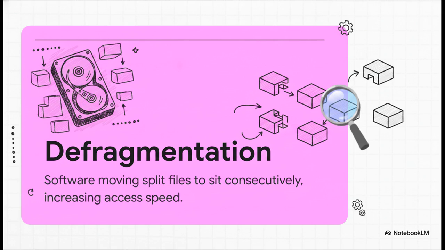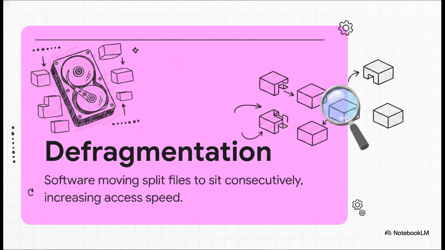Imagine your hard drive is a massive library, but over time, the chapters of a single book have been scattered randomly across totally different floors. It would take the librarian forever to walk around and gather the whole story, right? Well, when files are saved and deleted, data gets physically fragmented, exactly like this.